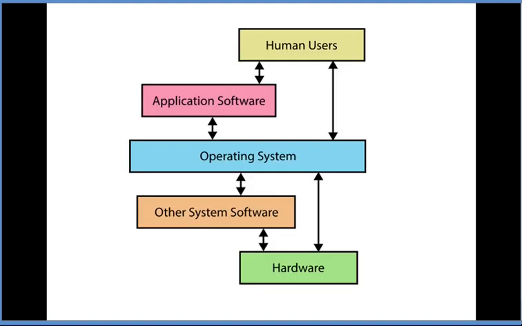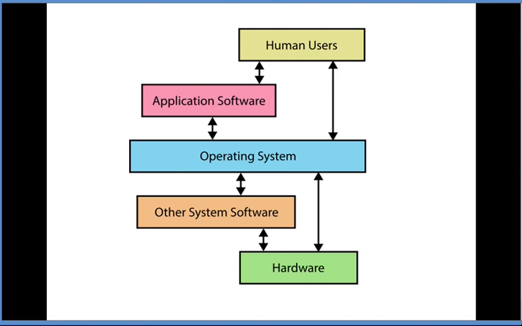So in this diagram, if you see on your screen, we have a rectangular box containing human users. The human users actually interact with the operating system. If you see, an operating system helps the users to communicate with the hardware. In between, the application software and the other system softwares also come into picture.